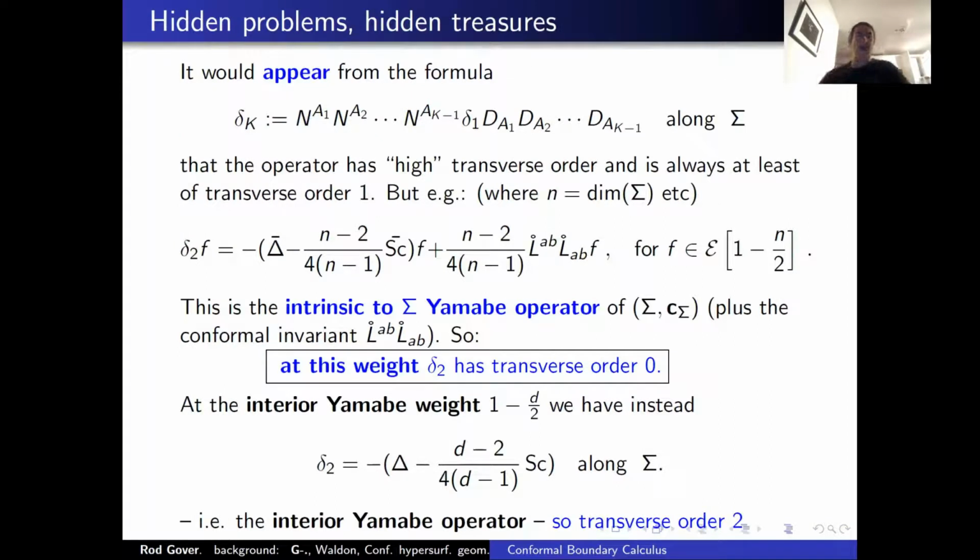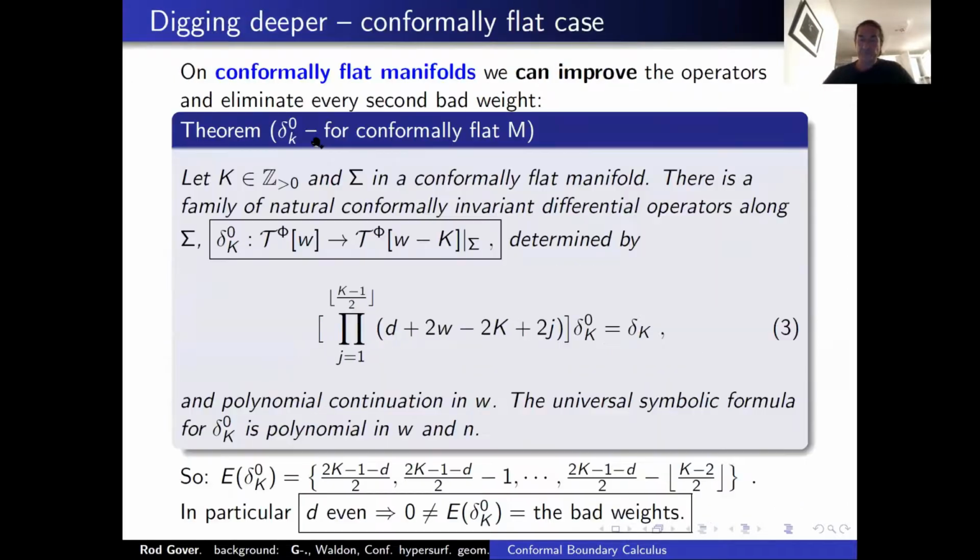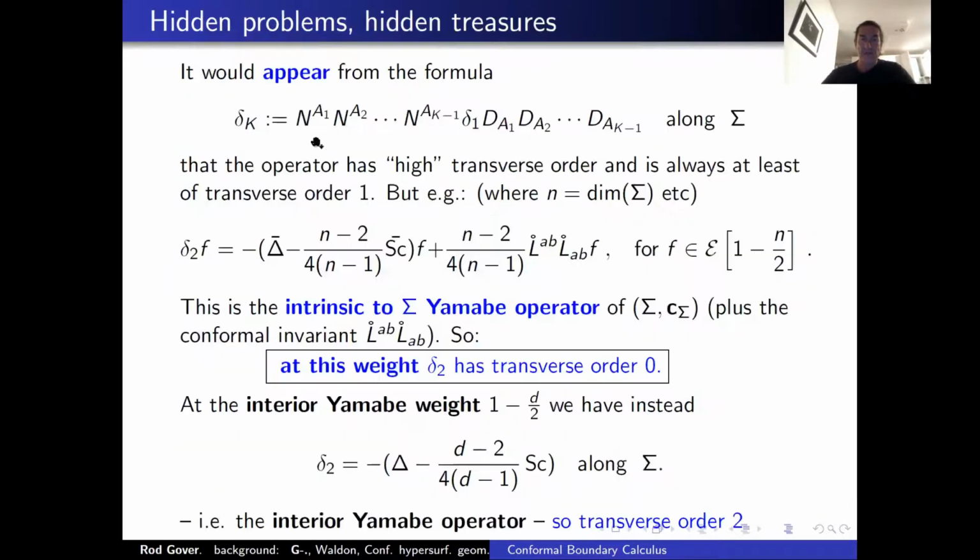Now, let's try and be careful. It would appear, when you write down this formula, that this thing's going to have very high transverse order, right? Because of all these dots and these Ds, surely this is going to have a lot of derivatives off the hypersurface. And you would think at least it's always 1, right? Because you've got this delta 1 sitting here. You'd think that's really safe. But actually that's wrong. Right, this is wrong. So let's look.